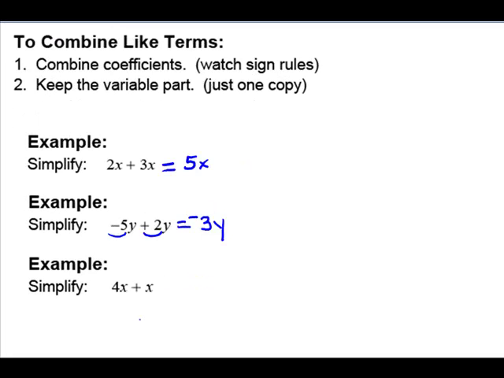Our next example, simplify 4x plus x. These are like terms. They both have x. For our coefficients, we have a positive 4. And don't forget your 1. That's the coefficient of the x. So this is equal to 5x.